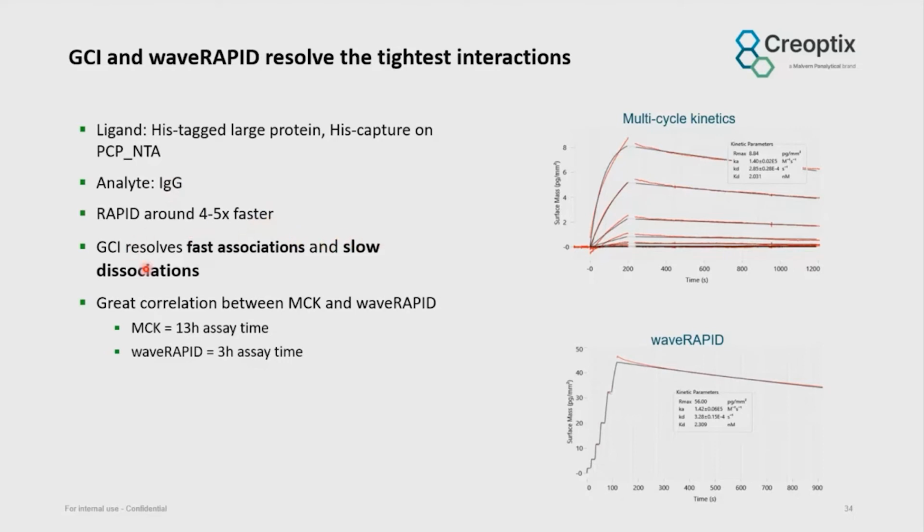So GCI resolves very fast association and quite slow dissociation constants. So we have a very flexible system. We would say that we have great correlation between multi-cycle kinetics and waveRAPID. With our multi-cycle kinetic assay time again taking 13 hours, and waveRAPID taking only 3 hours. So this really allows you to screen many more compounds, but to get your binding data much quicker, which will allow you to progress your samples.